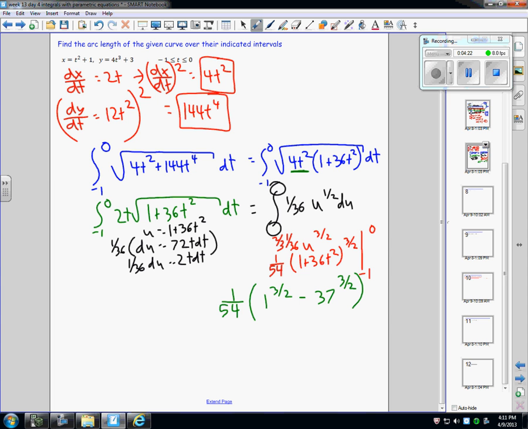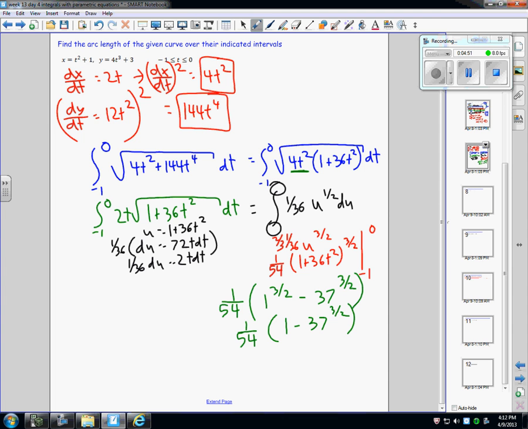Now, when you solve that, you should notice that this answer is actually negative. So somehow I got a negative arc length. And you might go, what? Yikes. No. Because I'm telling you now, 1 over 54, 1 minus 37 to the 3/2, that is negative. So is there anything that I screwed up with this? Or is there a quick fix that I can do?